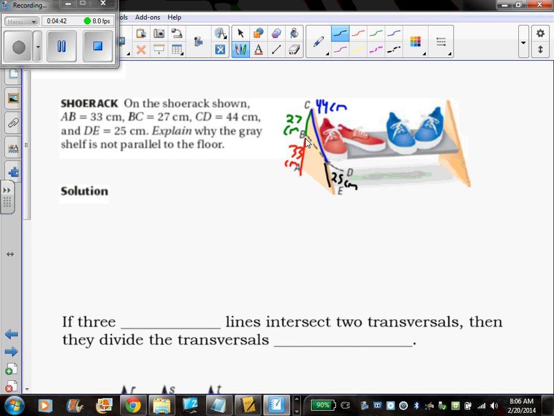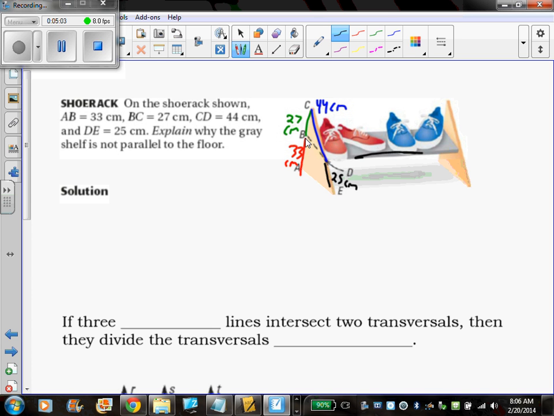Now we need to explain why we know the gray shelf, so here's the gray shelf sort of cutting, it's in the middle of the shape, is not parallel to the floor. So why it's not completely even with the floor. It must be at a tilt or something. Well, we're going to figure out how we know that.